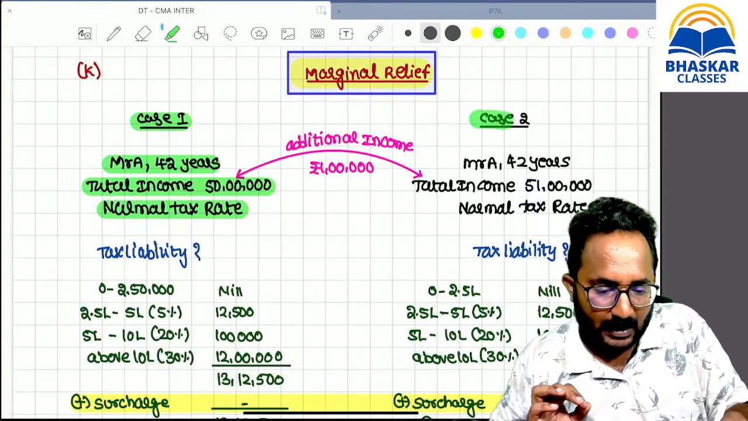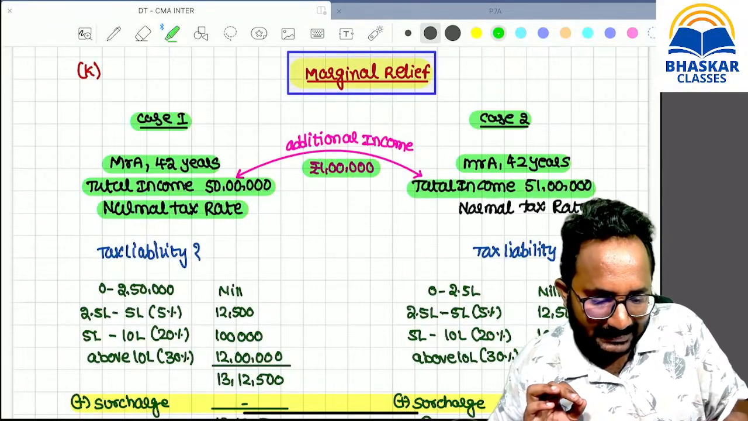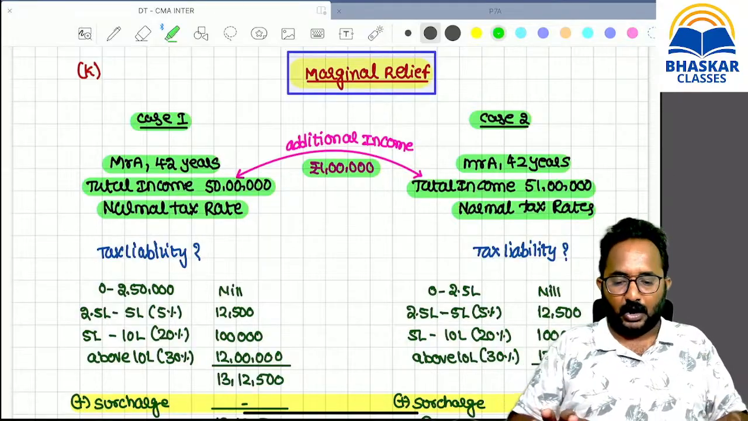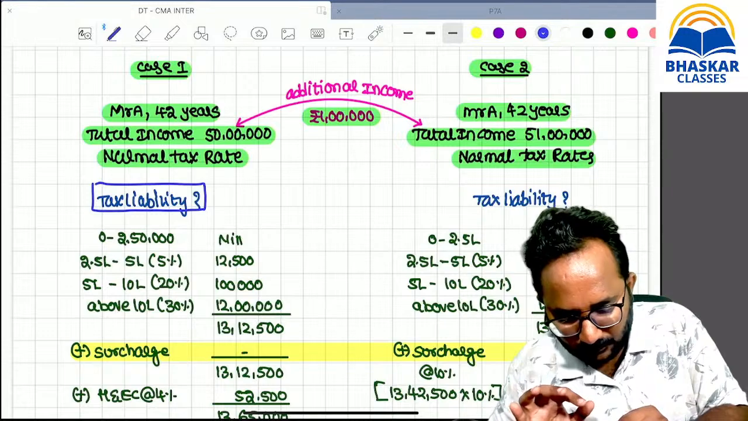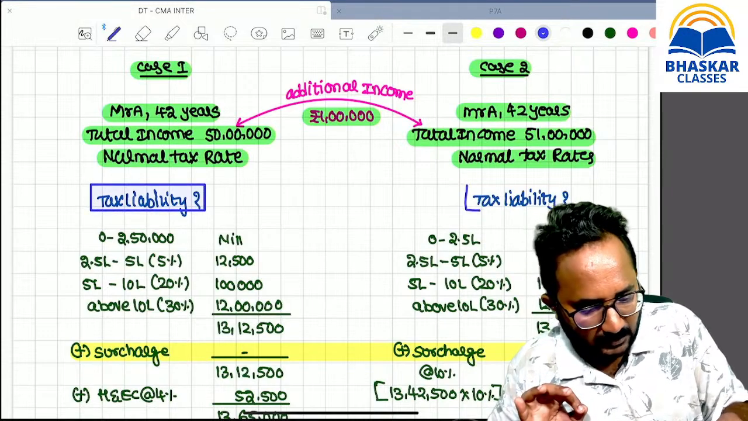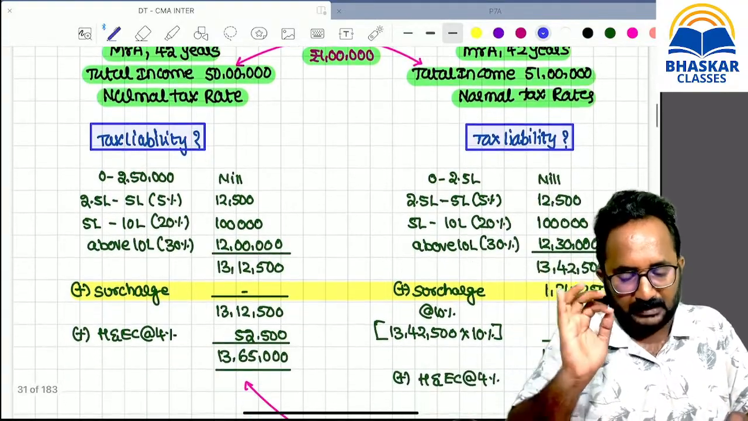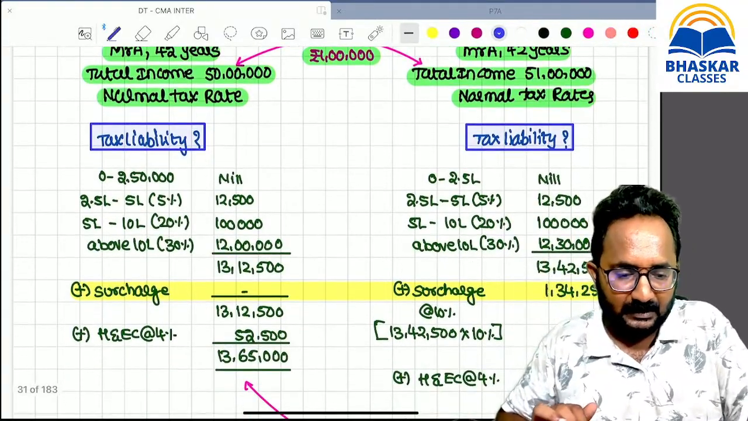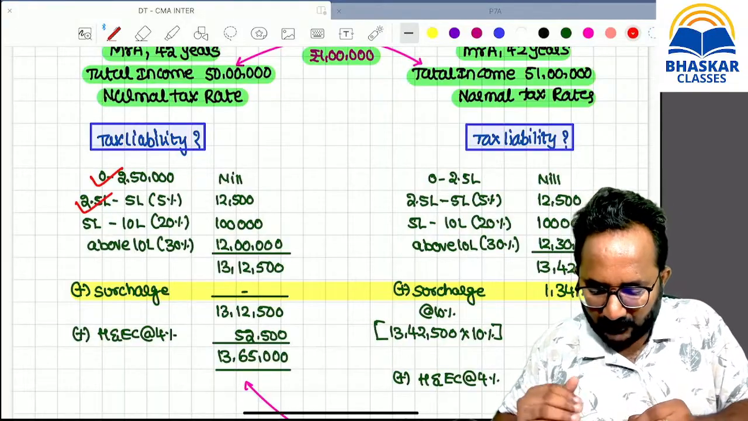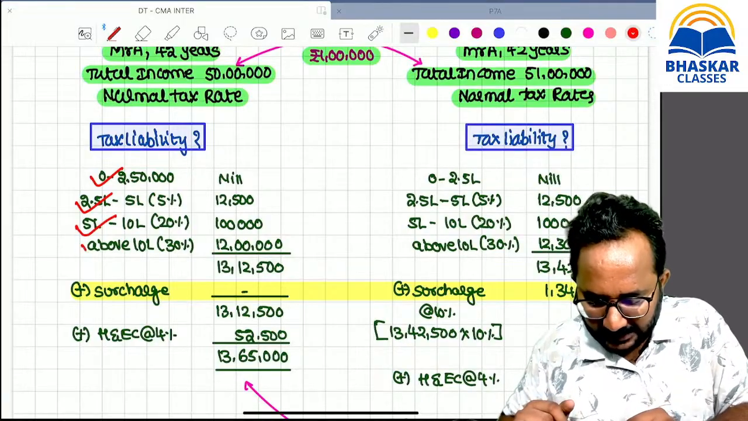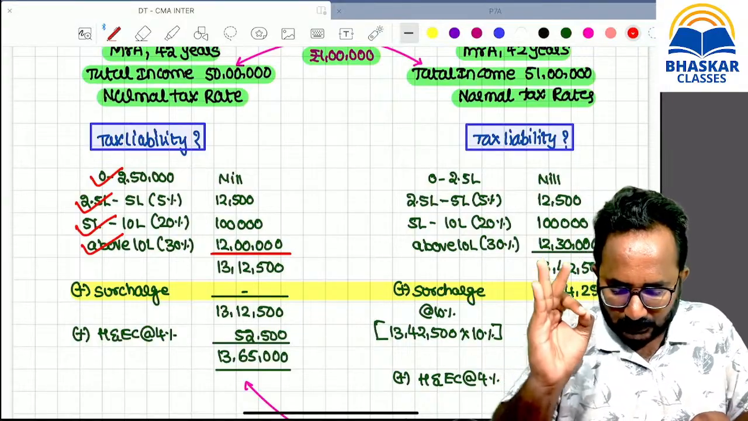Next, case 2: I have taken the same assessee, just increasing the income by 1 lakh. He is also following the normal tax rate. Now shall we calculate the tax liability? Here you can calculate the tax liability using the normal tax rates. I am highlighting in speed mode. 0 to 2.5 lakh nil, 2.5 lakh to 5 lakh, 5 lakh to 10 lakh, above 10 lakh.